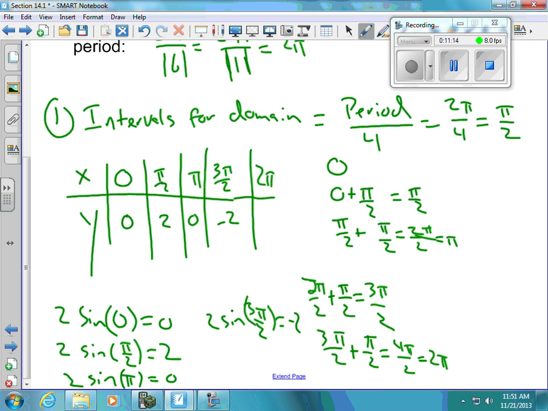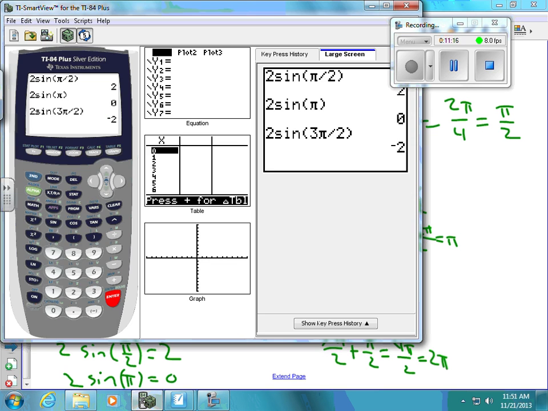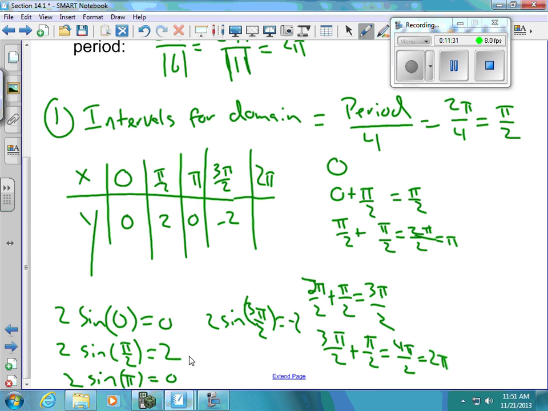Any guesses on what 2 times the sine of 2 pi is going to be? If you said 0, you just might be correct. And it is. It's 0. So 2 times the sine of 2 pi was 0.